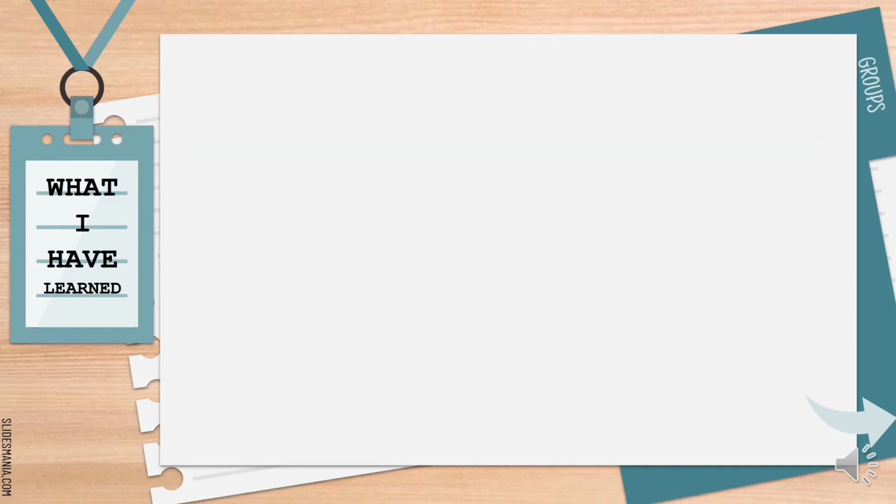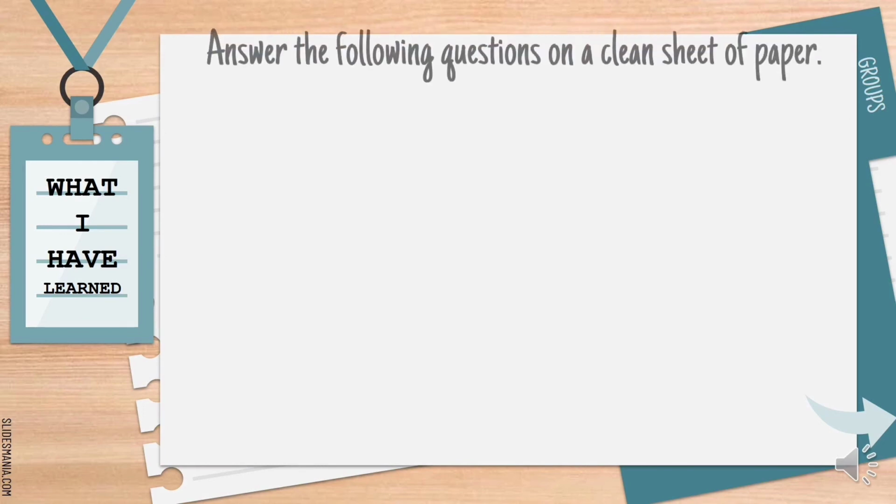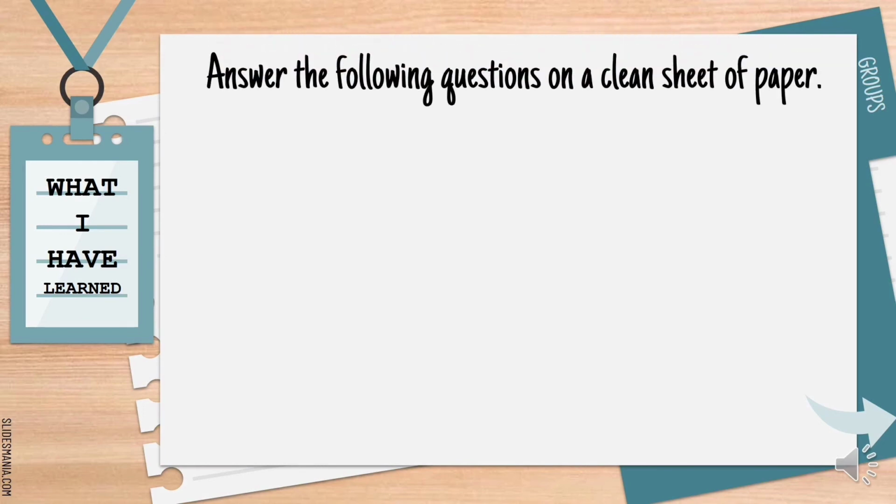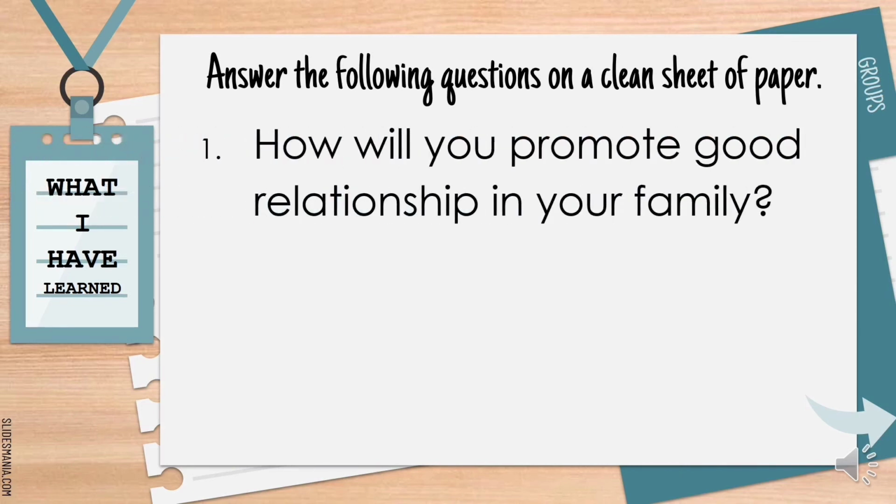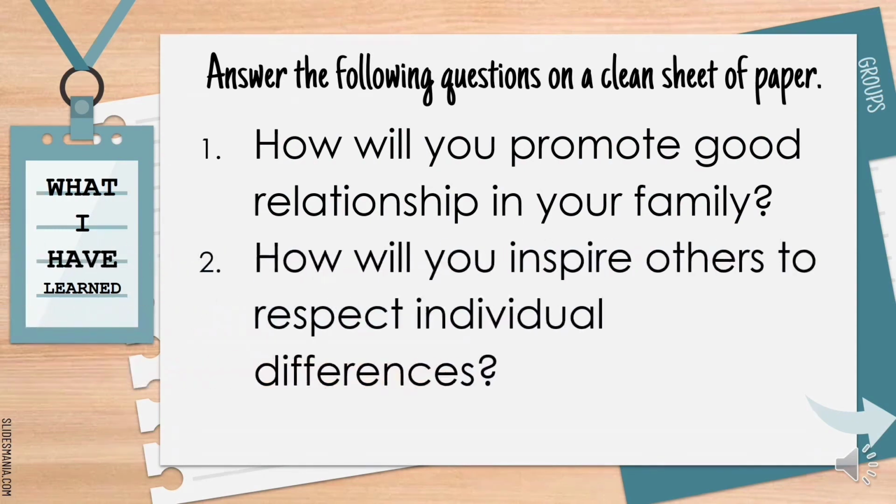So in our next activity under What I Have Learned, the suggested time allotment is 15 minutes. You need to answer the following questions on a clean sheet of paper. The first question that you need to answer is, how will you promote good relationship in your family? Second, how will you inspire others to respect individual differences? Those are the questions that you need to answer under What I Have Learned.